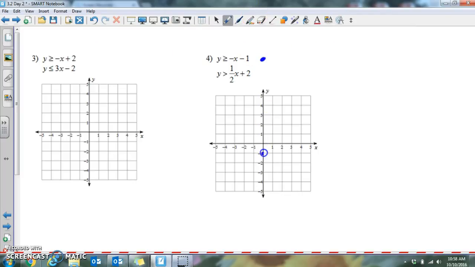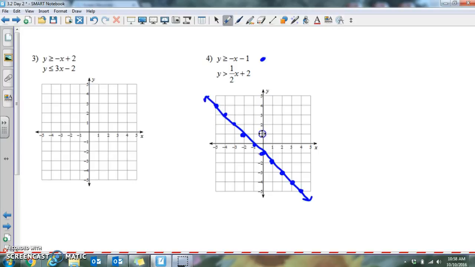I'm going to plot a point at -1. My slope is -1, so I'm going to go up 1, left 1, up 1, left 1, making that negative slope. And I'm going to do all my points possible, because I'm going to have to see where they intersect, to find my 4 regions. This is a solid line, so I'm going to draw my solid line.